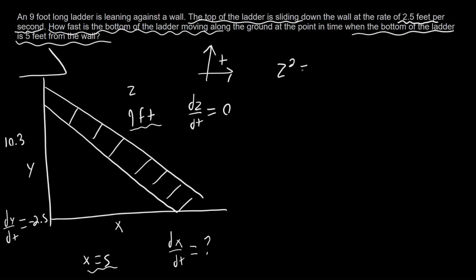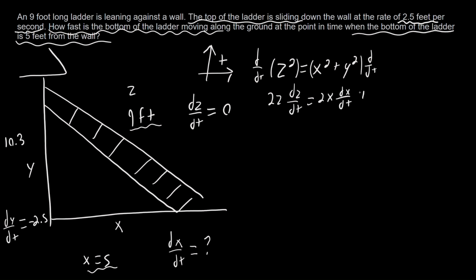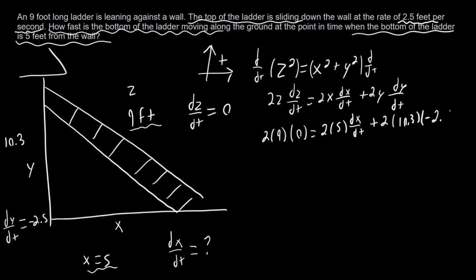Now we could set up Pythagoras and differentiate with respect to time. And we have everything here to solve, so we could just plug in some values. So 2 times 9 is z times 0, so this will all be 0 again, equals 2 times 5 times dx over dt, that's what we're looking for, plus 2 times 10.3 times negative 2.5.